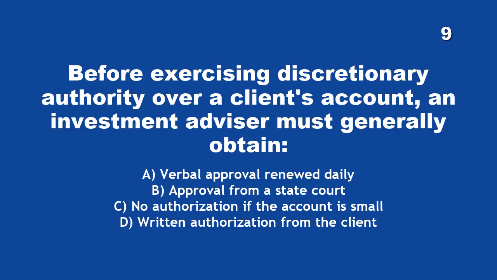Before exercising discretionary authority over a client's account, an investment advisor must generally obtain, option A, verbal approval renewed daily. Option B, approval from a state court. Option C, no authorization if the account is small. Option D, written authorization from the client. The correct answer is D, written authorization from the client.